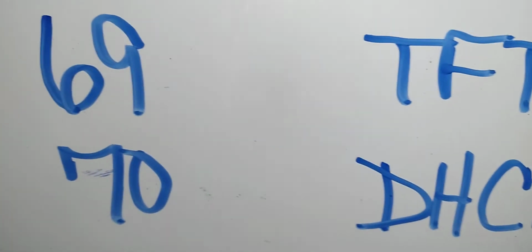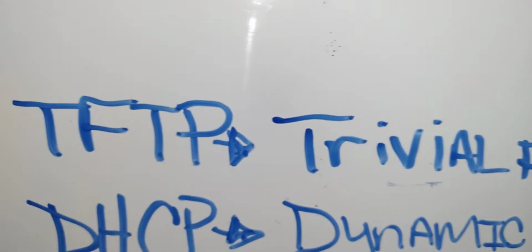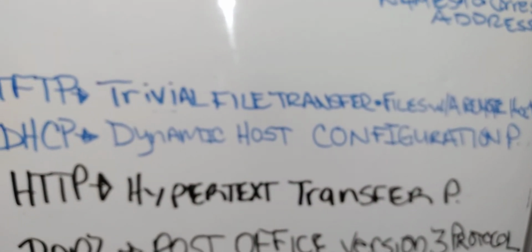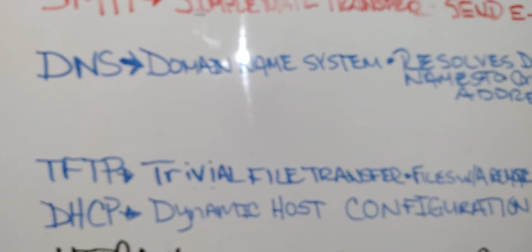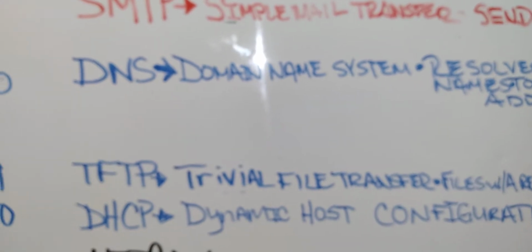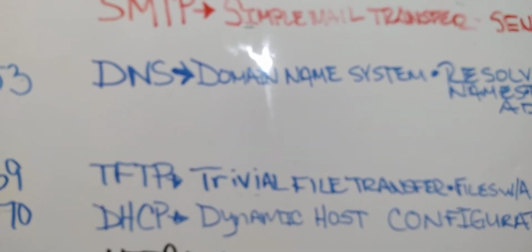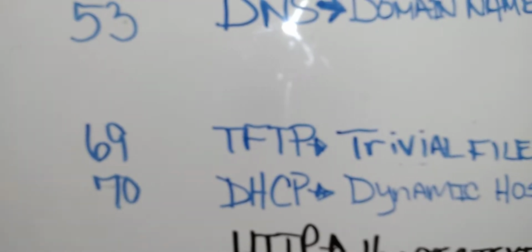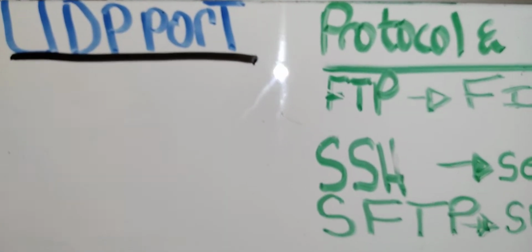69, UDP port. 69, TFTP, Trivial File Transfer. Traditionally, to move files to and from a router or a switch, Cisco used Trivial File Transfer, which defines a protocol for basic file transfers with a remote host. And again, it's 69 TFTP, and it uses UDP as the port.